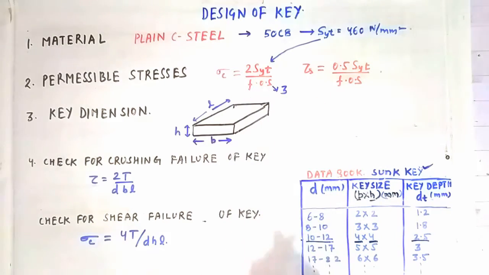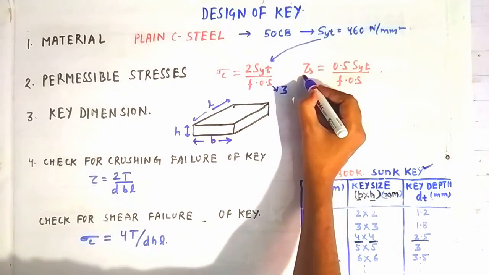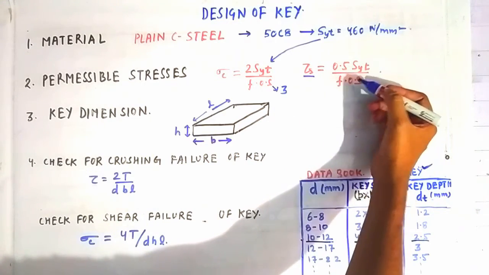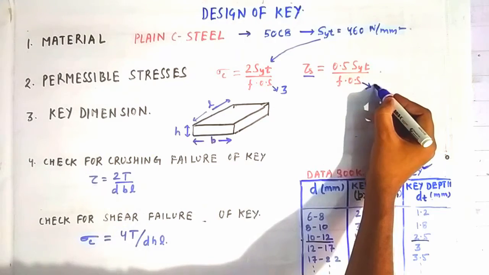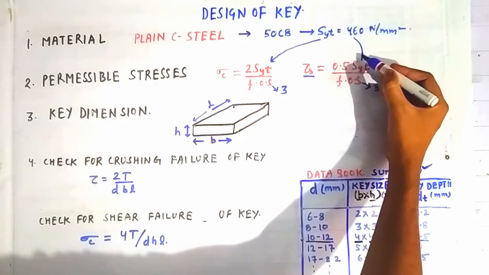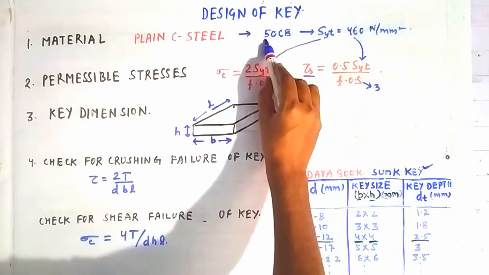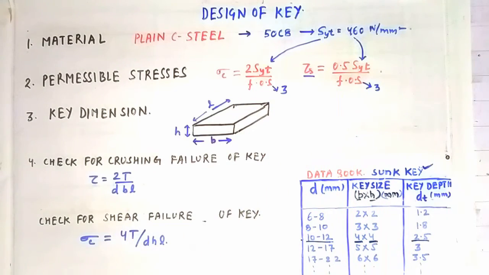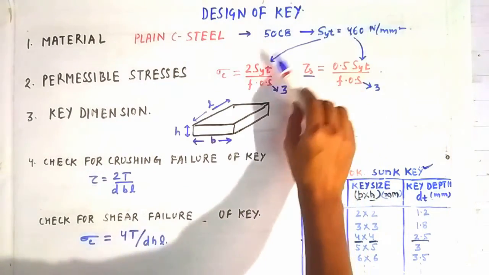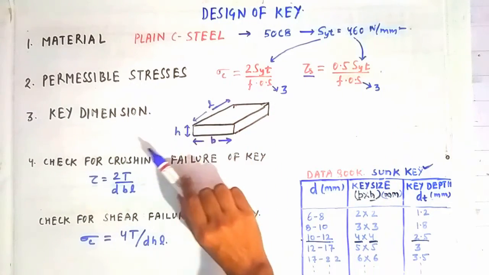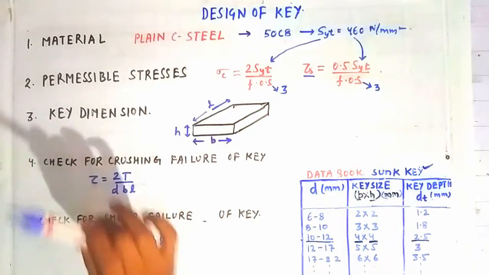3. And the permissible shear stress, denoted by tau s, is given as 0.5 times SYT divided by the factor of safety, where the factor of safety can be taken as 3 and SYT can be taken from here. You have to take the value of SYT from the design data book corresponding to the key material. After that you have to put the value of SYT here and here to get the permissible crushing stress and permissible shear stress for the key material.